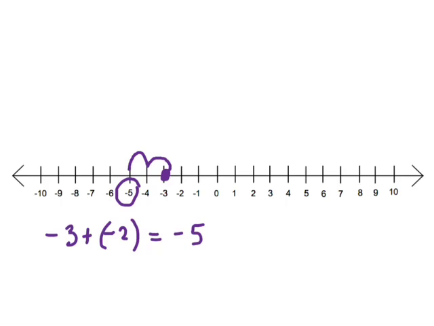What about this one? Try this one. Let's do negative 1 plus negative 5. So where do I start? Where do you start? Negative 1, and I'm adding a negative again, so what happens? Moving to the right or left? How many? 1, 2, 3, 4, 5, and we end up at negative 6.